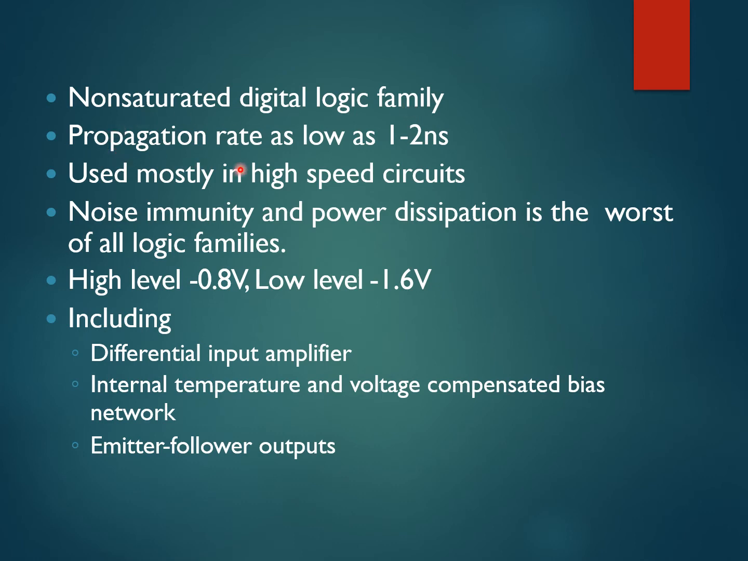The propagation delay is as low as 1 to 2 nanoseconds, which means it is supposed to be the highest speed logic family under the classification of bipolar transistors. It is used mostly in high speed circuits. Noise immunity and power dissipation are the worst of all the logic families. Probably this is the worst characteristic of emitter coupled logic.